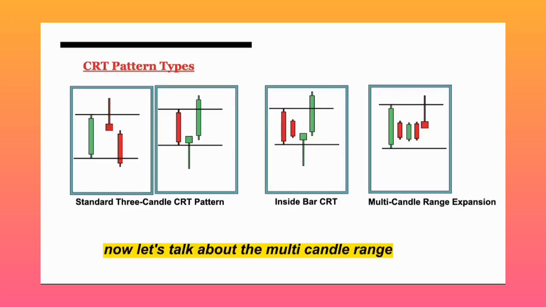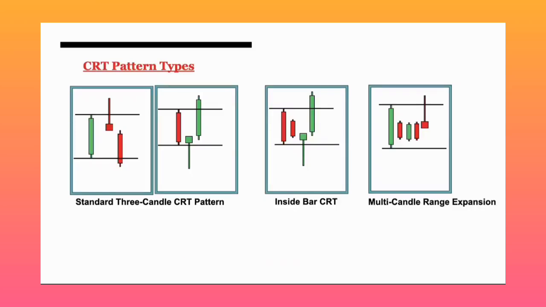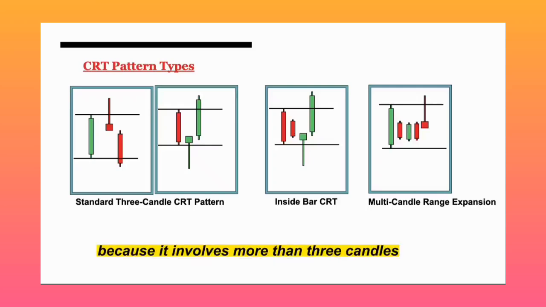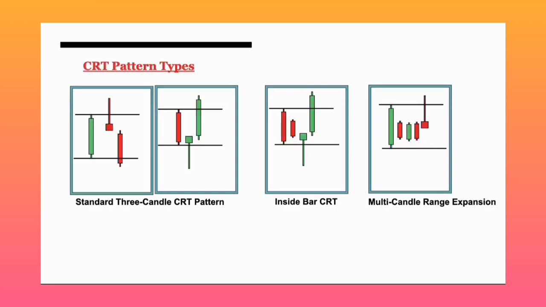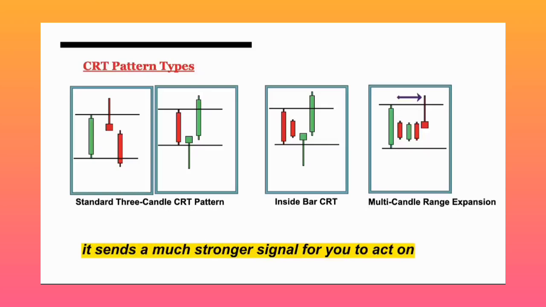Now let's talk about the multi-candle range expansion pattern. This one is a bit different from the standard 3-candle setup because it involves more than 3 candles forming a larger range. You'll notice that with this pattern, the market takes its time to build up a range. That's what makes it so powerful. Smart money is laying the groundwork before creating a liquidity grab. And when that liquidity grab happens, it sends a much stronger signal for you to act on.